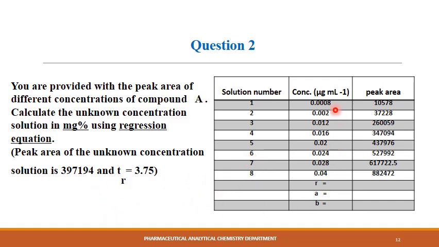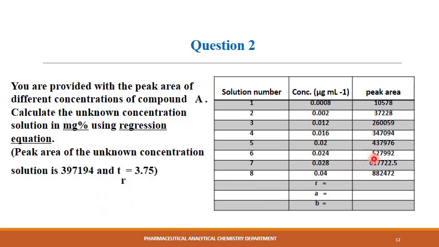3.75. You are given different concentrations, okay? This will be your x-axis and the peak area will be the y-axis. Draw this calibration curve, all right? Calculate the intercept and the slope, and from this calibration curve, you will be able to determine the equation of the straight line.